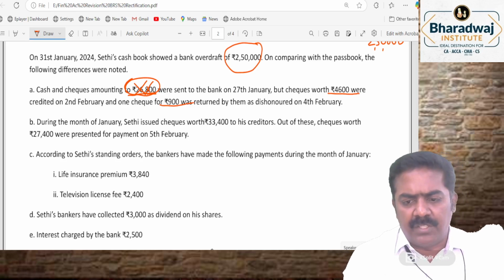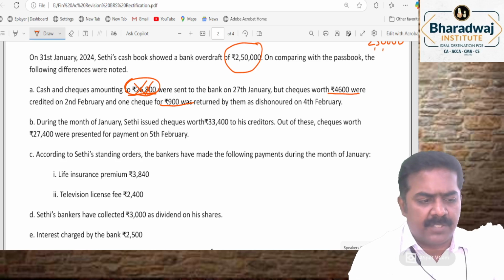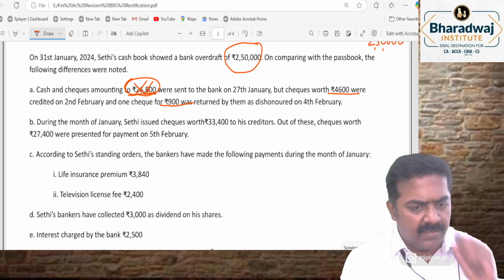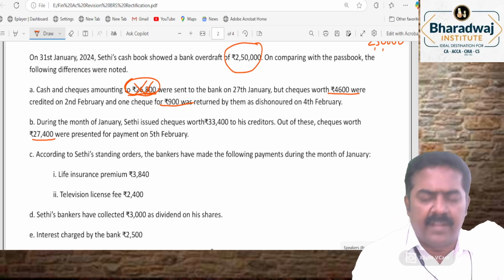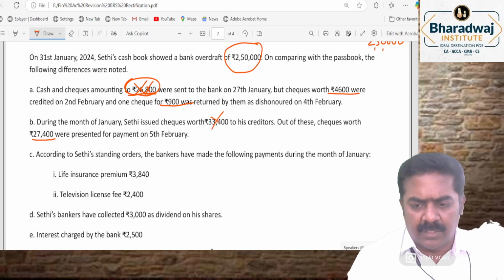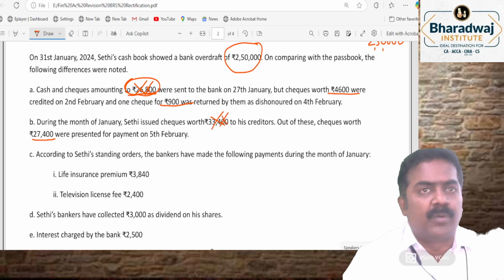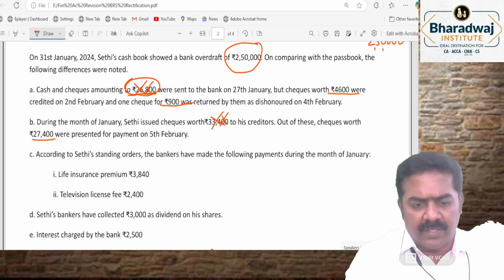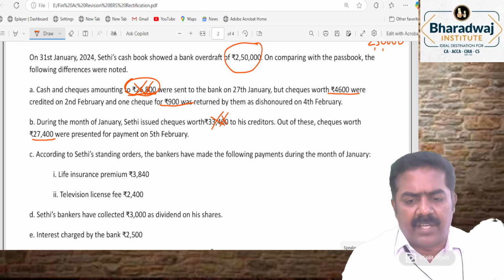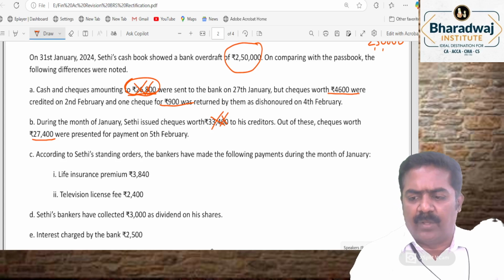During January, we issued check 33,400. Out of this, check worth how much? 27,400 is presented only on what date? 5th February. We are not bothered about 33,400. We are bothered only about what? 27,400.